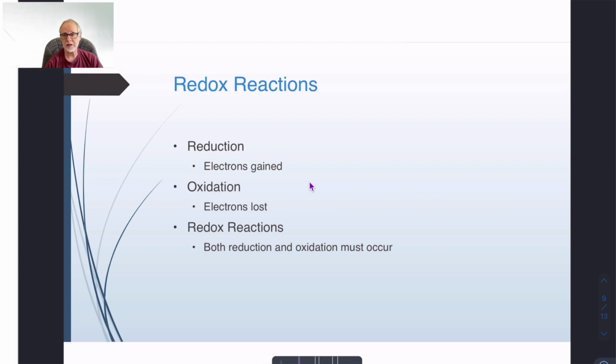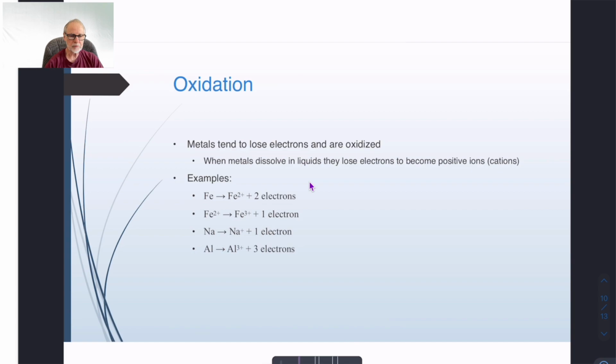You can't have just oxidation, because if something's losing electrons, something has to be gaining electrons. So in a reduction-oxidation situation, you're going to have both. One species is losing, the other species is gaining. Simple as that. So we talked about metals having a tendency to lose electrons. So here are some of what we call half reactions, because, as I mentioned, a reduction-oxidation reaction has to have both.